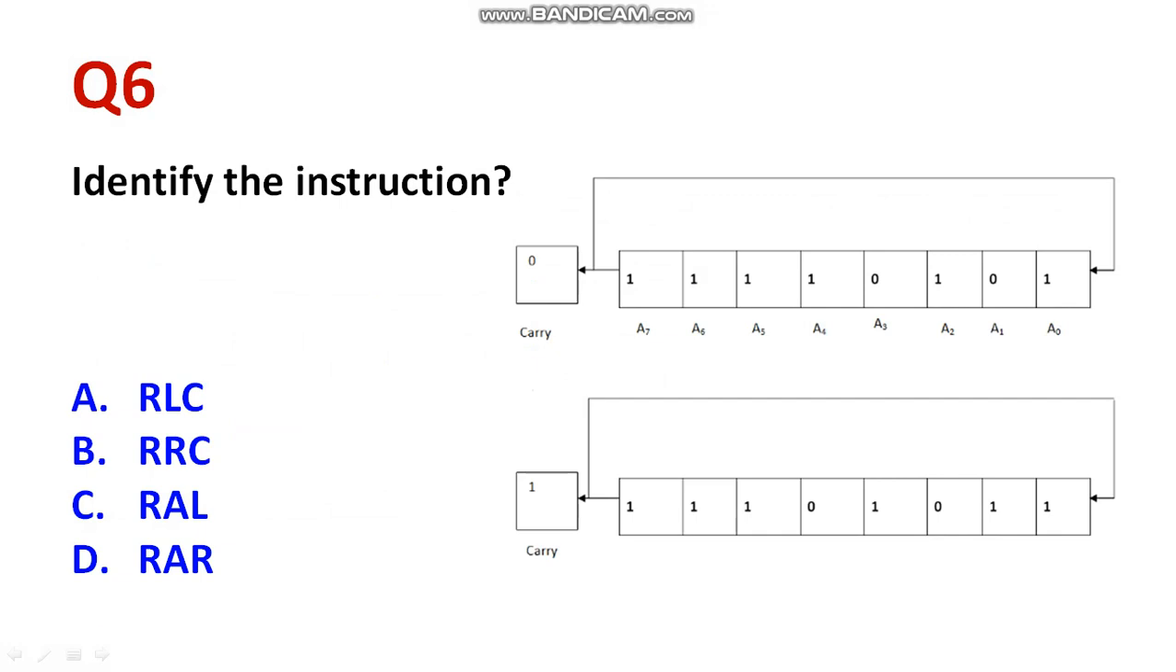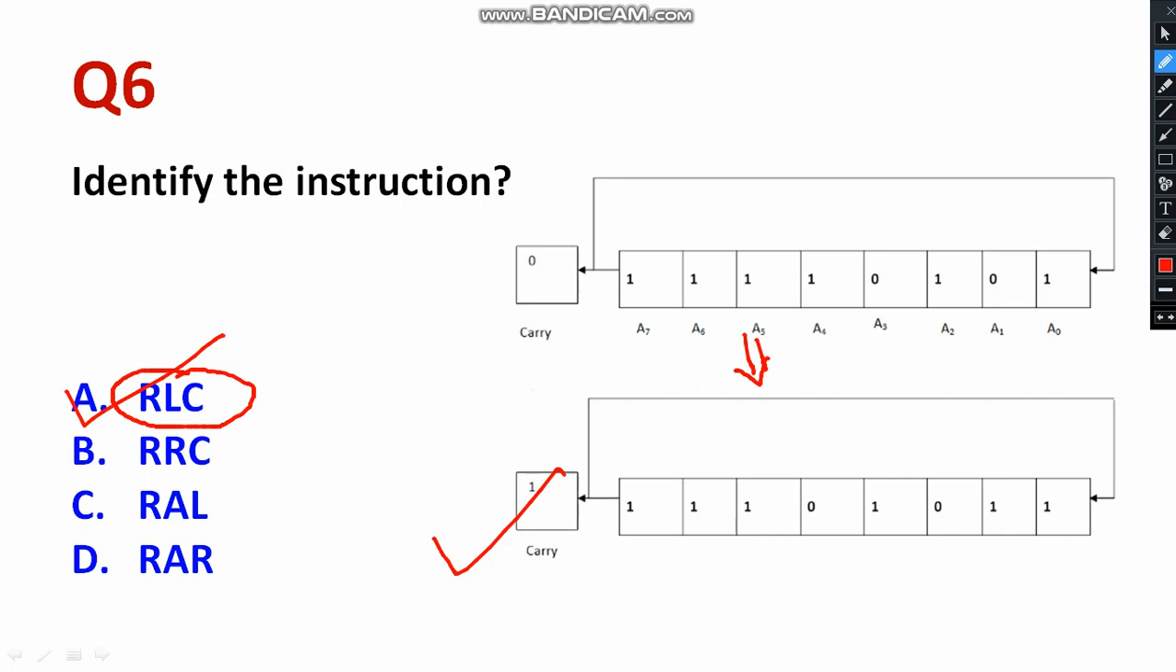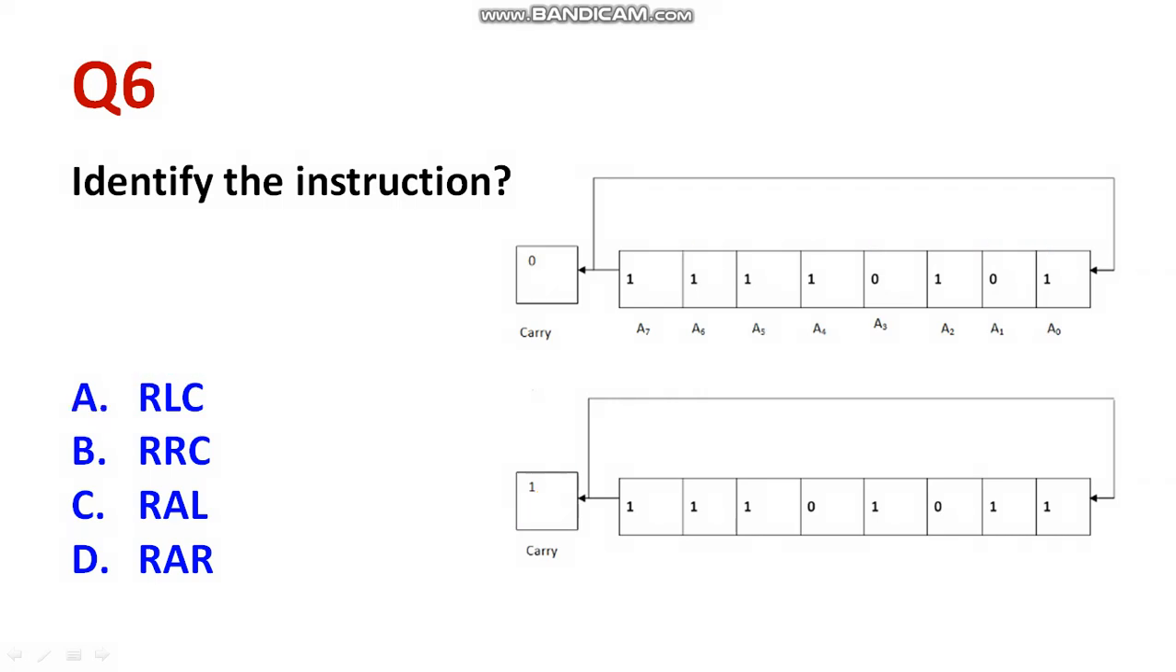Now question number 6. Identify the instruction. Here the right answer is, see the changes. If you look at the changes, what you can observe is rotate left with carry, RAL, is the right answer. Here it became 1. You can see the shifting. Look at this, shifting has been observed here. That is called rotate left with carry.